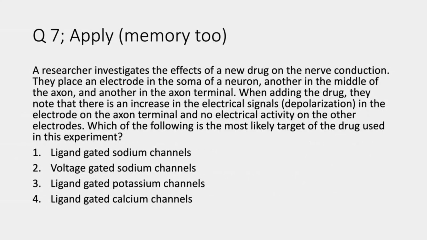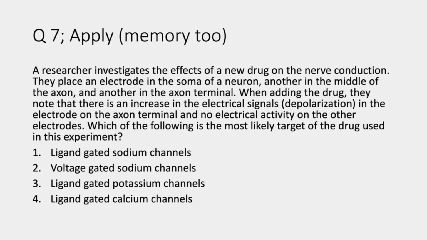Question seven requires memory, but also application of concepts. So here we have a combination. This is a researcher trying to investigate the effects of a new drug on nerve conduction. There is an electrode in the soma of a neuron, another in the middle of the axon, and another in the axon terminal. When adding the drug, they note that there is an increase in the electrical signals towards depolarization in the electrode on the axon terminal, but there is no electrical activity on either of the other electrodes. Which of the following is the most likely target of the drug used in this experiment?